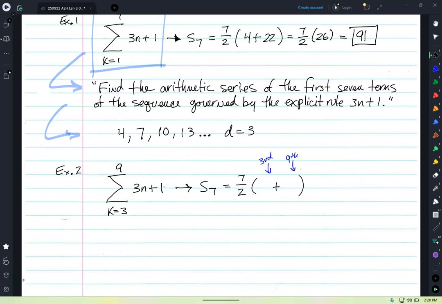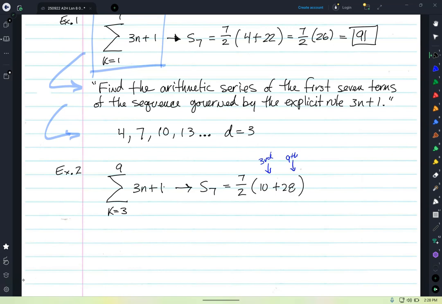So how do we figure out the third term? Put them in the explicit rule, right? So the third term goes in here. 3 times 3 is 9, plus 1 is 10, right? So I got 10. And then the ninth term? 3 times 9, plus 1, is 28.